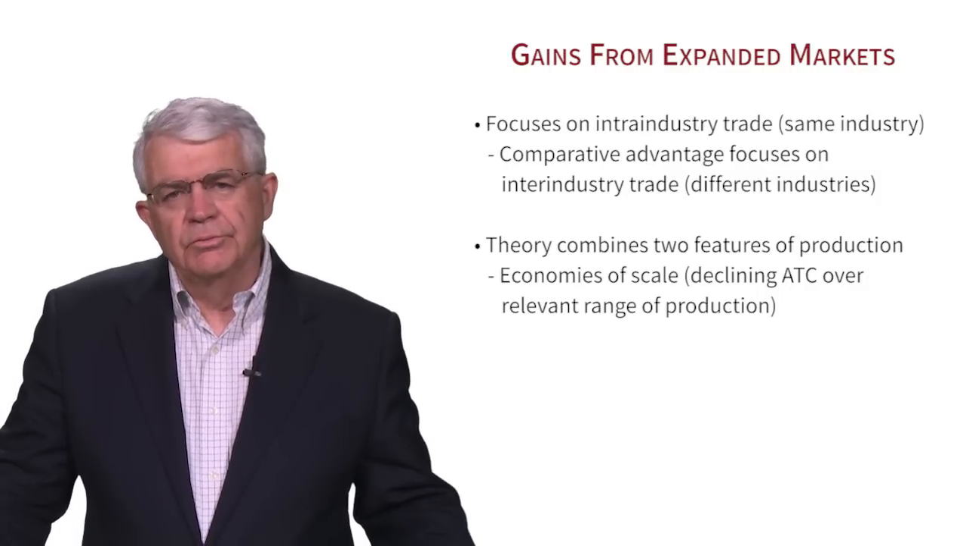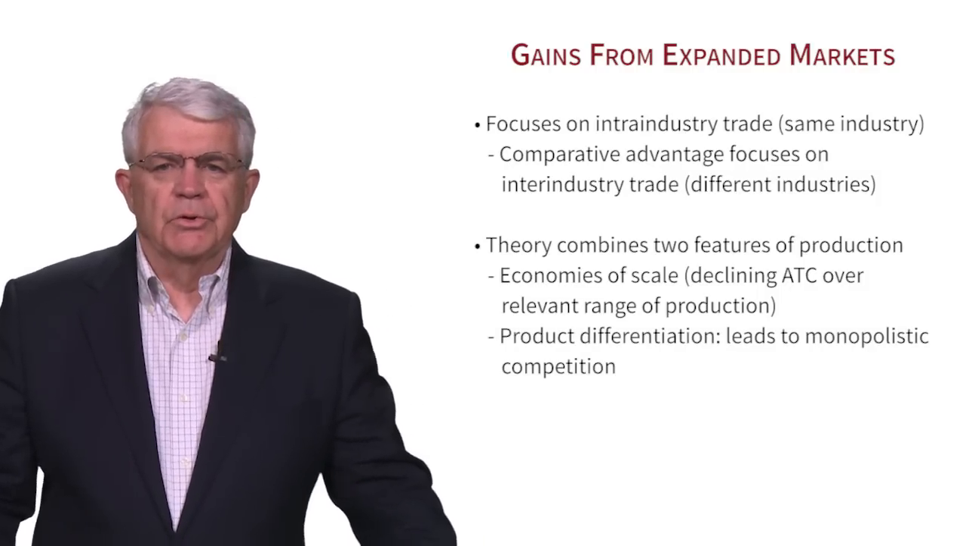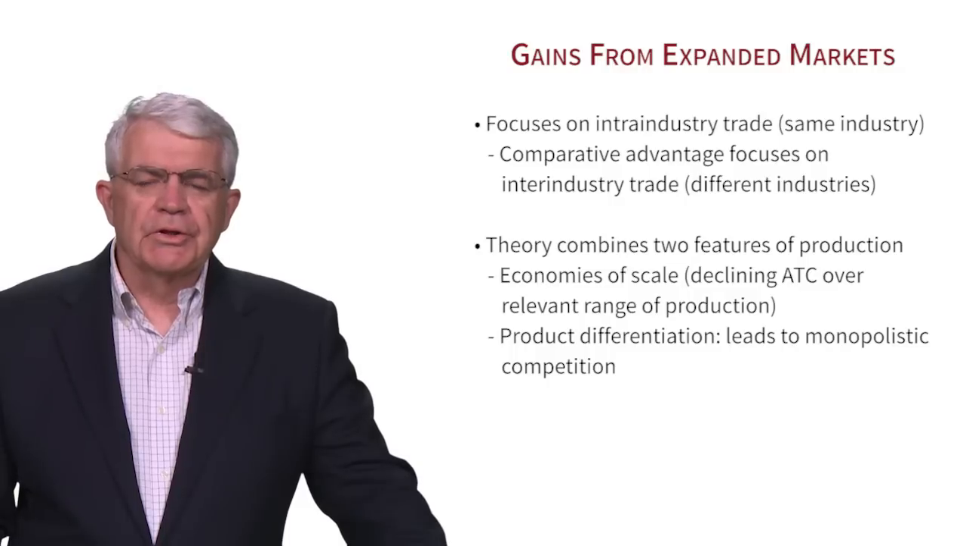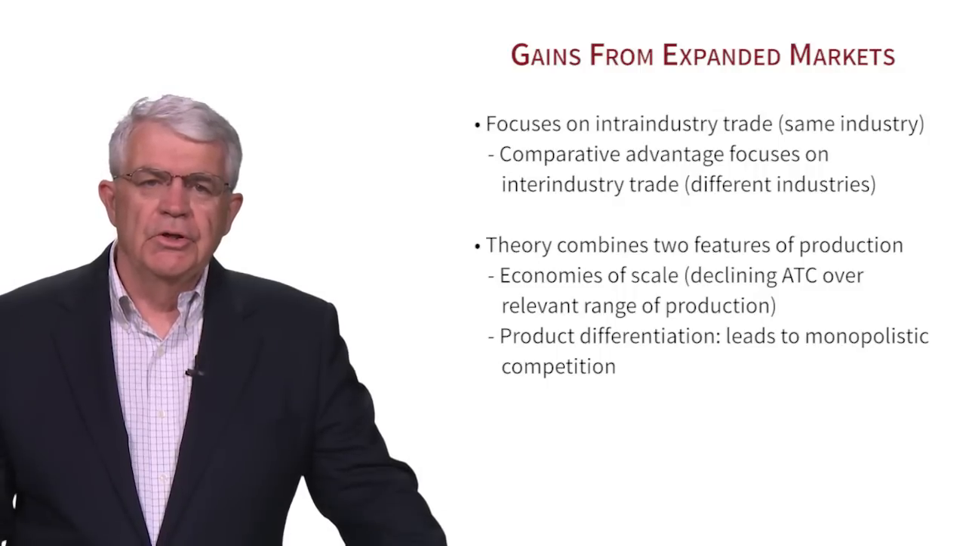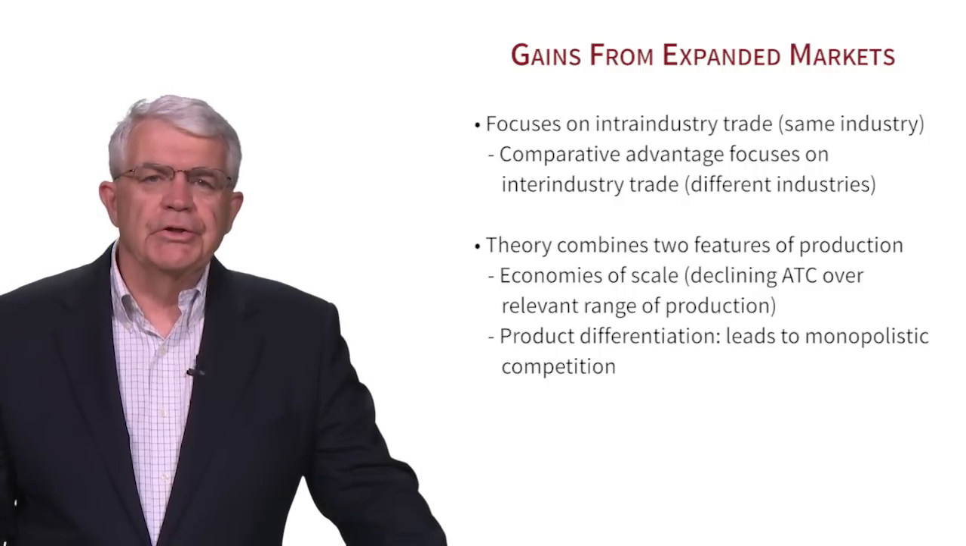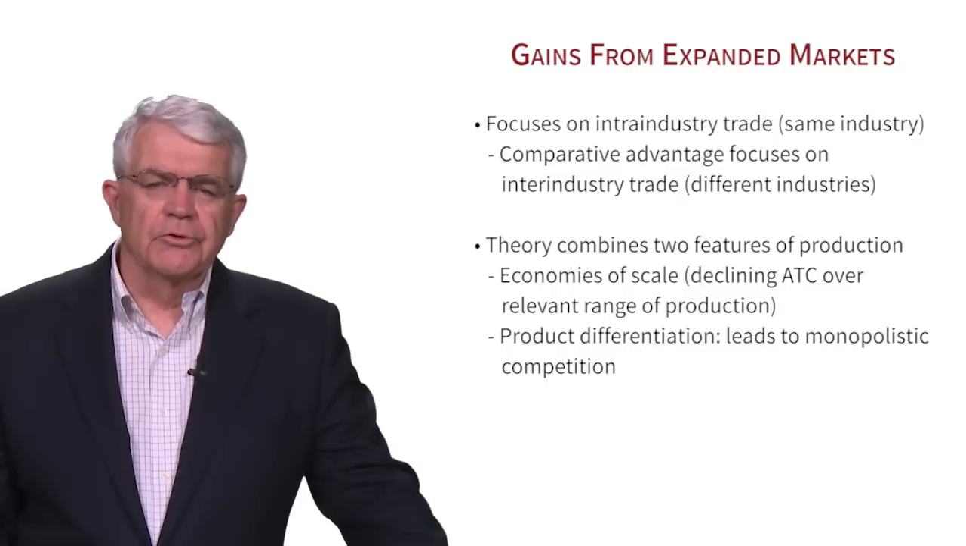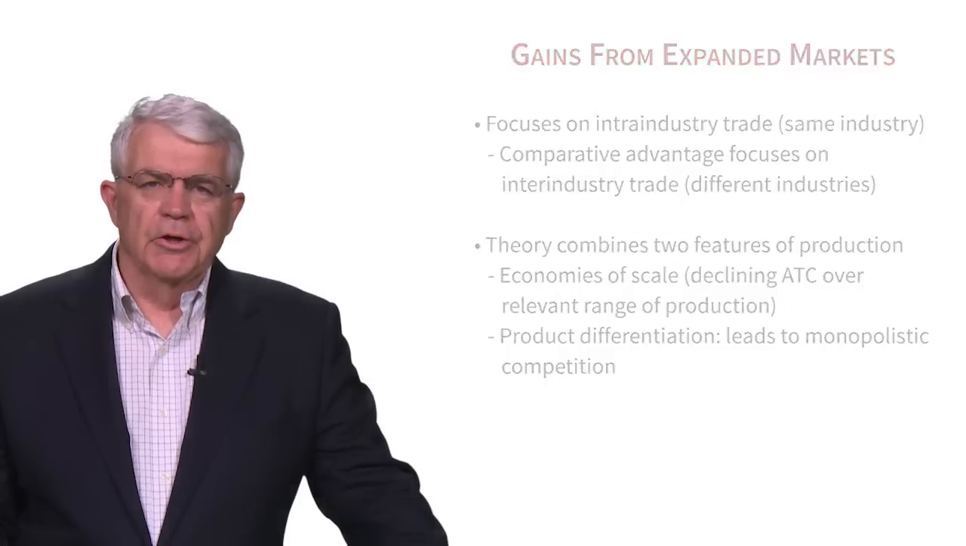As you may recall, that leads to a situation sometimes called monopolistic competition, where firms have a little monopoly power within their own differentiated product, but there's still competition because the products are similar in many respects, two different kinds of beers, two different kinds of cars. So as we see, this is the theory that we're going to use to explain the gains from trade in the case of expanded markets.